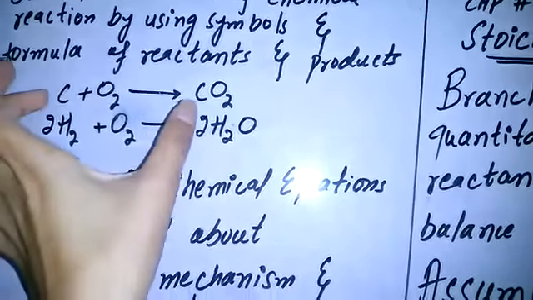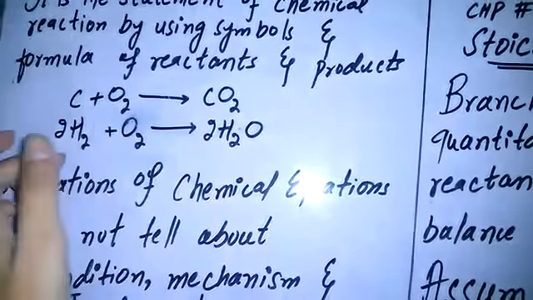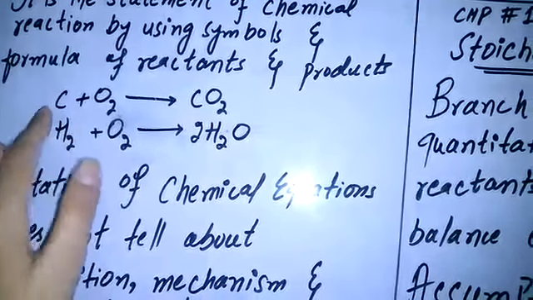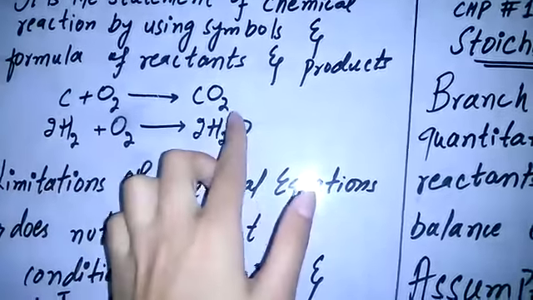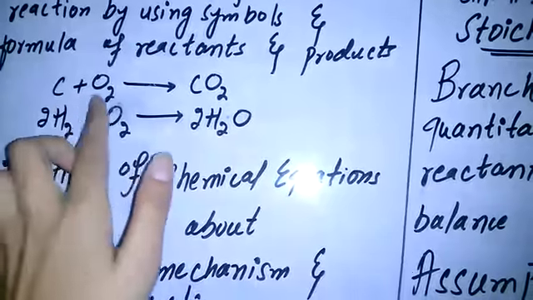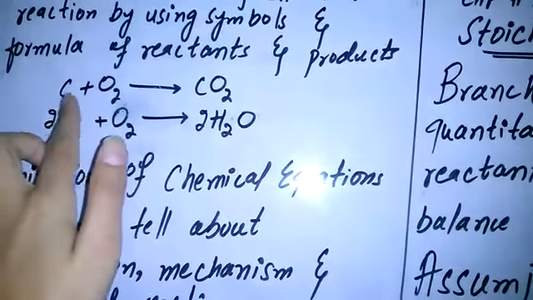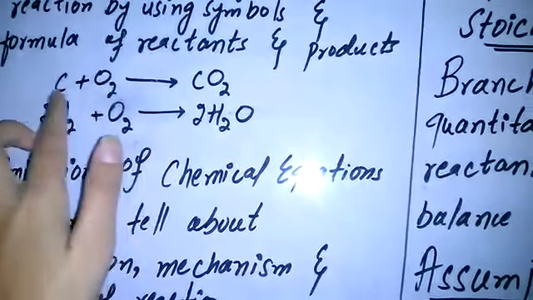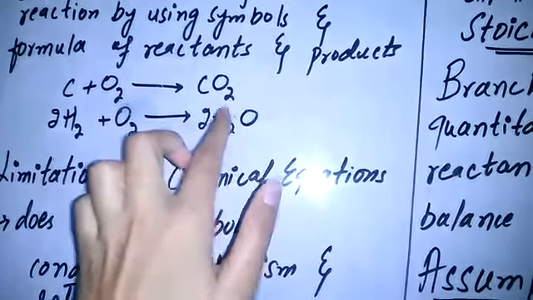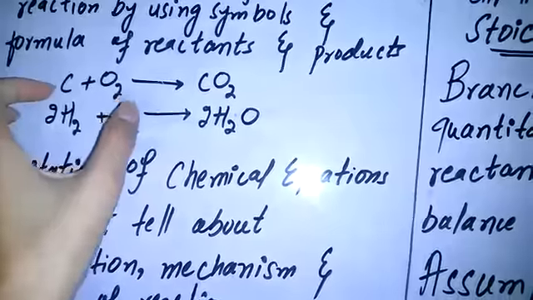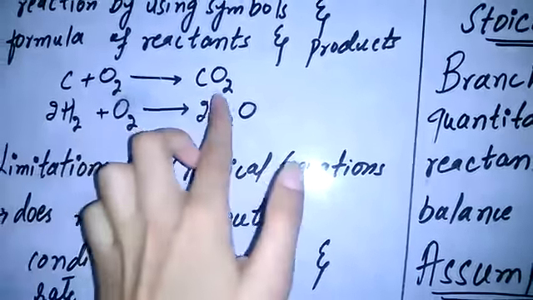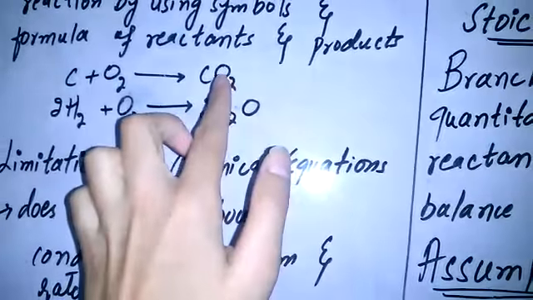Now look at this chemical equation. These two are chemical equations. On the left side of a chemical equation we write the reactants, and on the right side of a chemical equation we write the products. Okay, now carbon dioxide is formed by the reaction of carbon and oxygen. We write products at the right side of the equation, and reactants at the left side. Now carbon and oxygen are the reactants and carbon dioxide is the product.